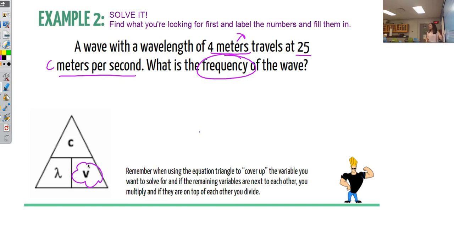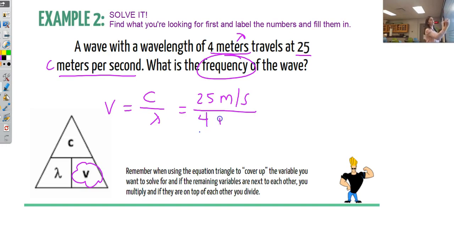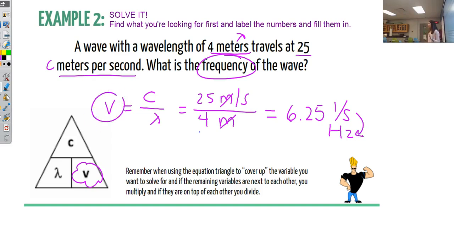So I'm looking for this one. Cover it up. What's frequency equal to, everybody? How do I calculate it? V equals c over lambda. Good. So V, or frequency, is equal to c over lambda. So I'm going to plug in my c. This part is what you would do on paper. So my c, it says, is 25 meters per second. So 25 meters per second, make sure you abbreviate, divided by my lambda, which is 4 meters. And if you divide 25 by 4, you end up getting 6.25. And then my meters would cancel out, and I'm left with 1/seconds, or you can say hertz, because frequency should be measured in hertz.